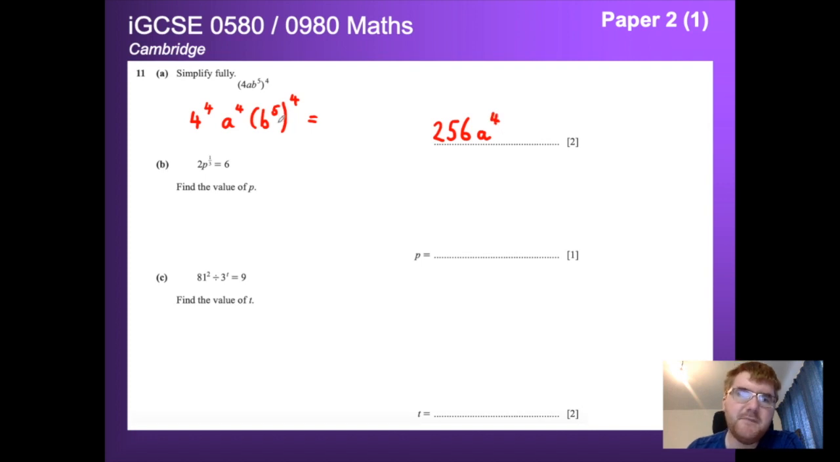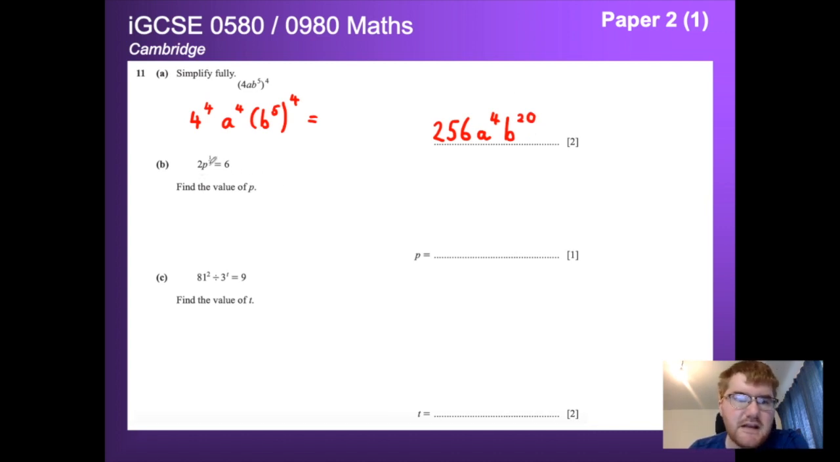Nothing happens here. And remember, b to the power of 5 all to the power of 4. So whenever you have brackets with indices, with these small numbers, you multiply them together. So 5 times 4 is equal to 20, leading us then to our answer, like so.